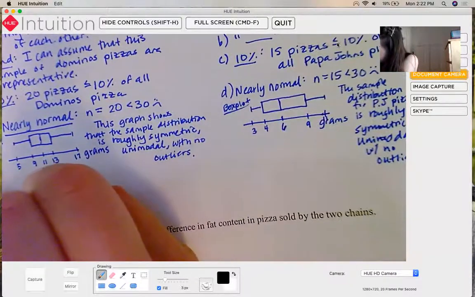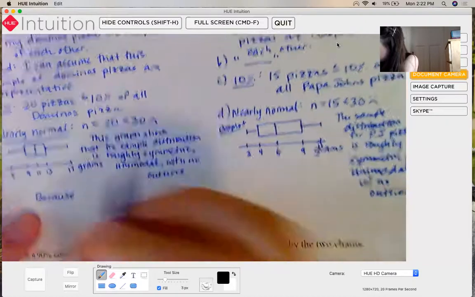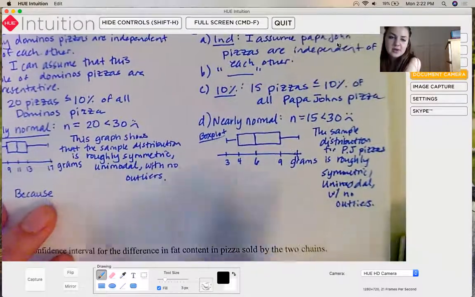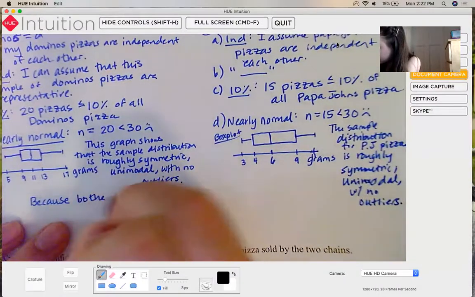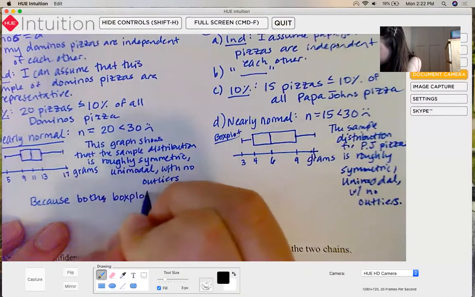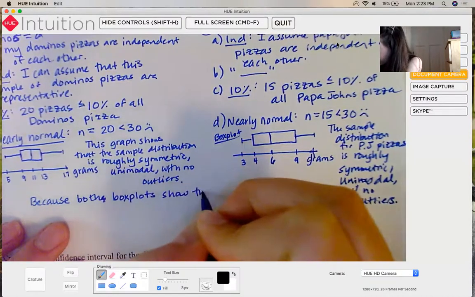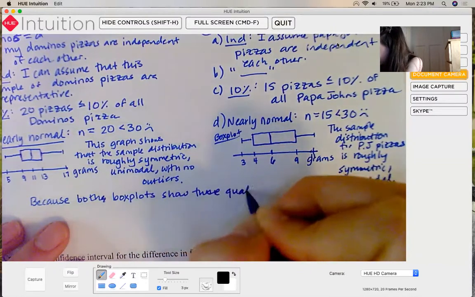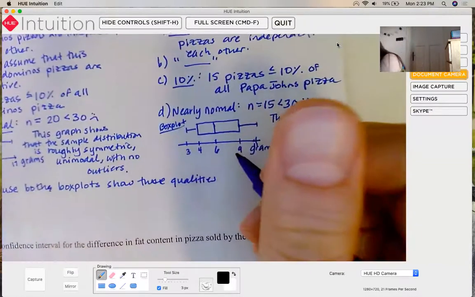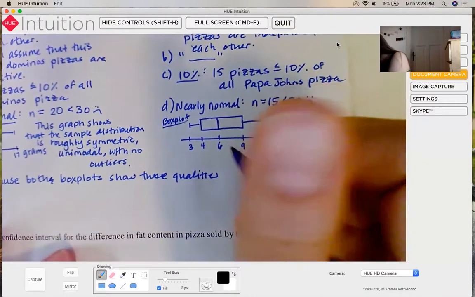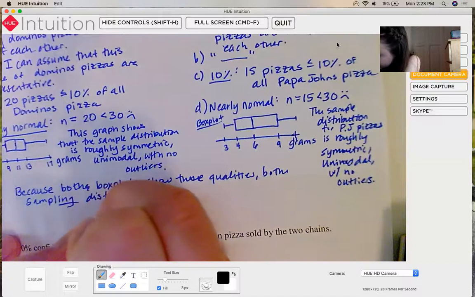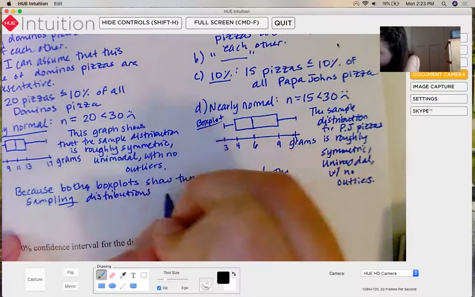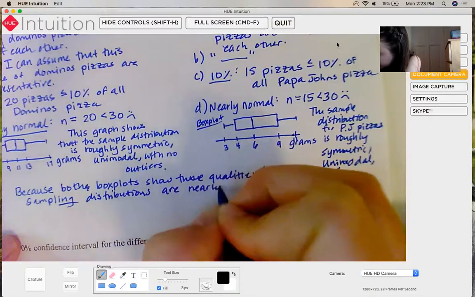Okay, now because of this, I'm going to say, because both box plots show these qualities, both sampling distributions are nearly normal. So remember, we always use sampling distributions. Both of the sampling distributions are nearly normal.